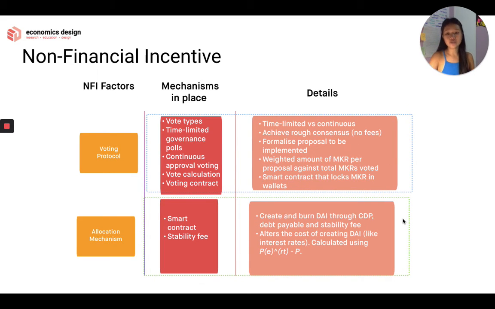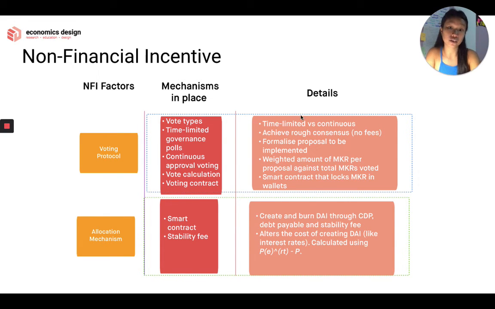For non-financial incentive, we're looking at voting protocols and allocation mechanism. So voting protocols is not just about the kind of votes that you have in place. I mean, we have that, but it's also about the types of vote and the parameters of vote. So you have vote types. There are two types of vote.